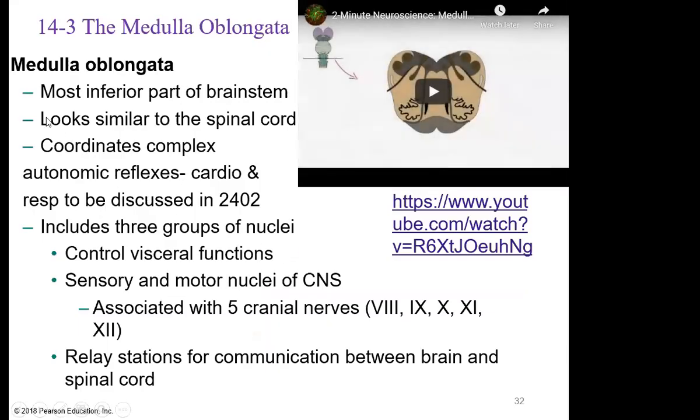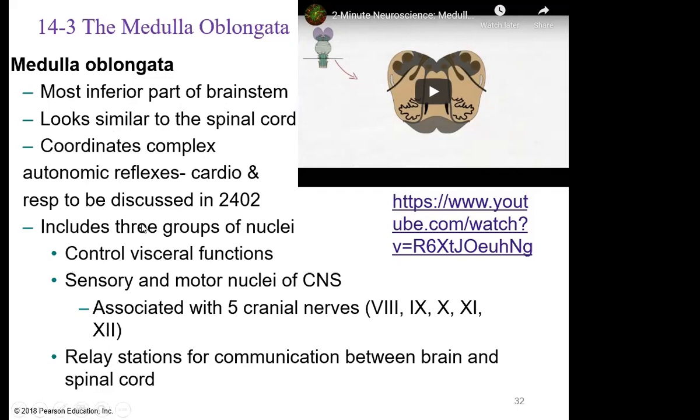The medulla. So now here we are, the most inferior part of the brainstem. It is going to look similar to the spinal cord, and some people actually do get it a little bit confused with the spinal cord. But it's not the spinal cord, okay? It's the inferior portion of the brainstem. This is going to be very important for cardiovascular and respiratory system. We'll talk about how in 2402.